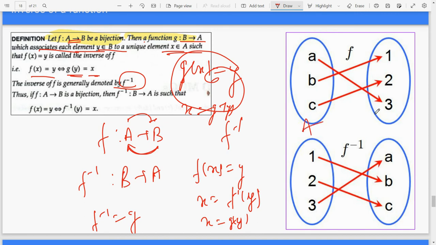So obviously this is set A and this is B. It is represented as A goes to 3, B goes to 1, C goes to 2. But to find f inverse, the order will change. So 1 goes to B, 2 goes to C, and 3 goes to A, because this particular order will change. Now this is B and this is A. This is what the f inverse is.